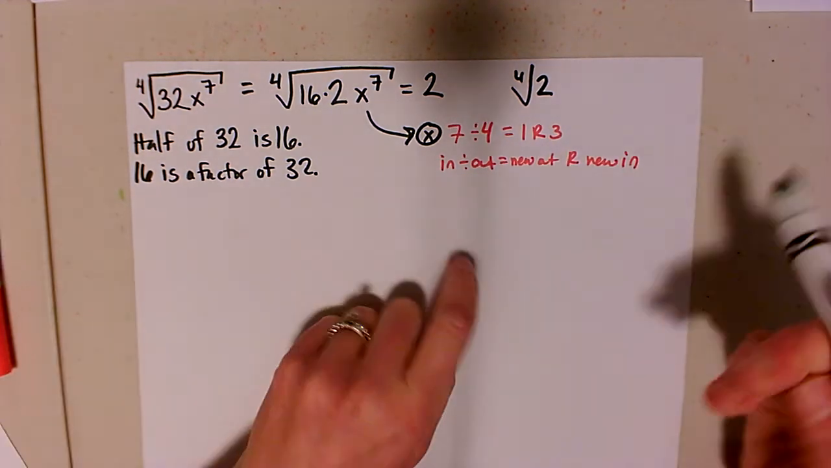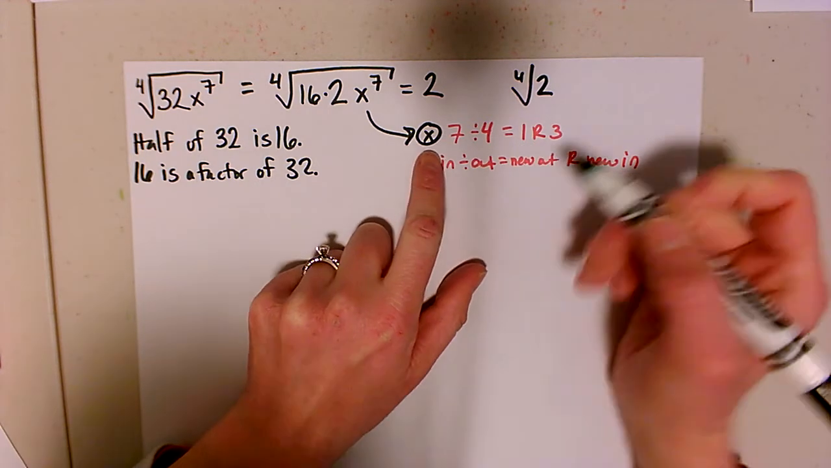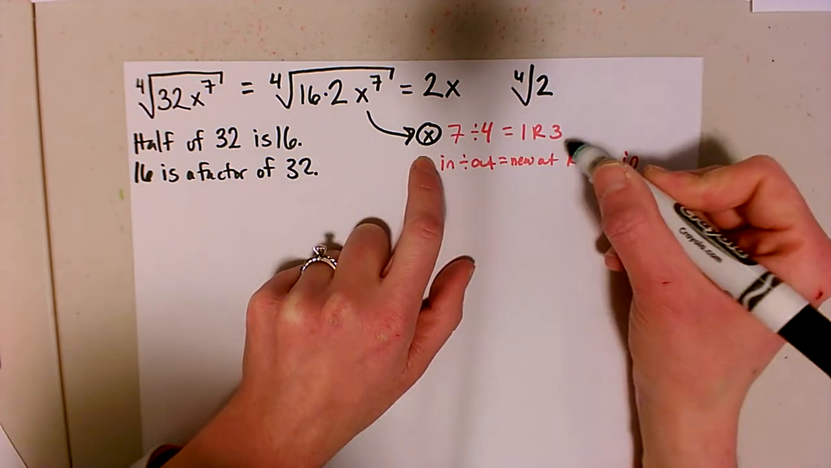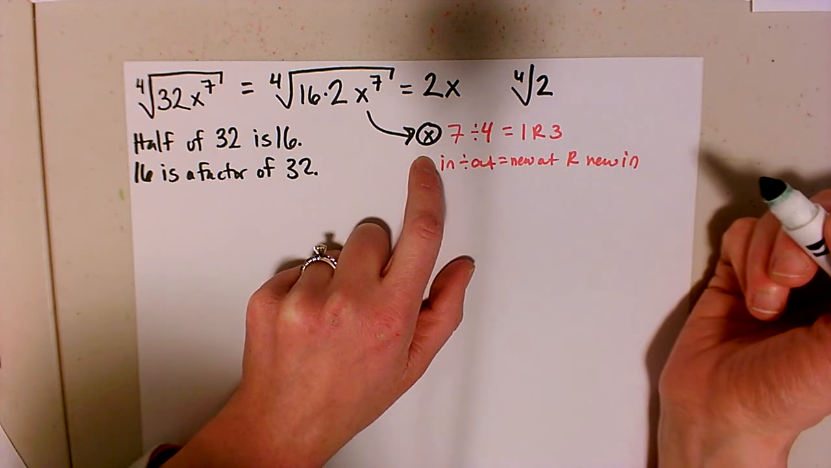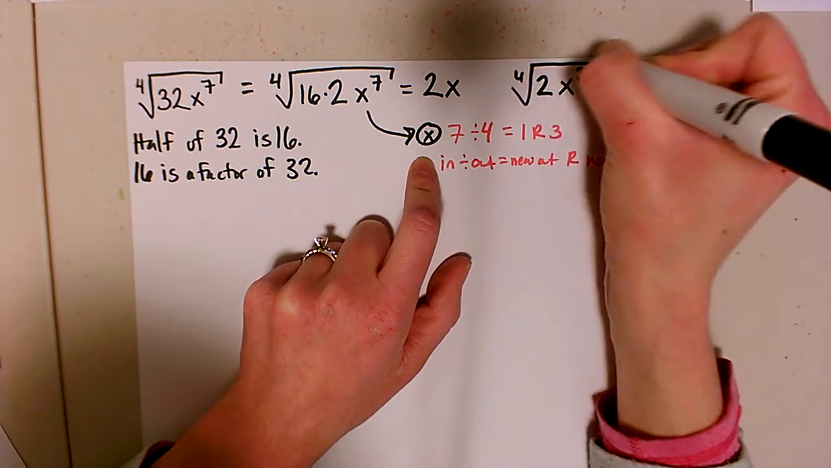So what that means is 1 is my new exponent on x on the outside. So on the outside I have x to the 1. If your exponent is 1, you don't have to write it. And then 3 is my new exponent on x on the inside. So then on the inside I have an x cubed.